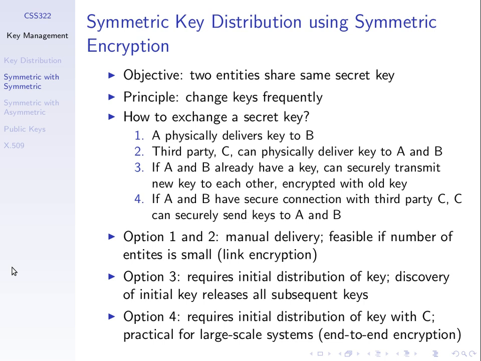So the objective here: two entities need to share some secret key. One of the entities can create that. We need to get it to the other one securely. We'll use symmetric key encryption to do that in this set of examples.